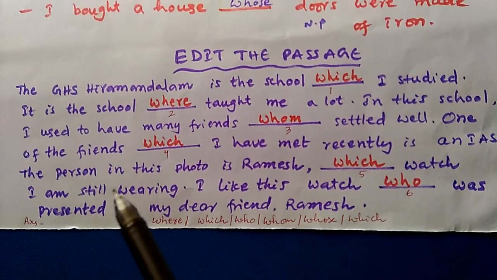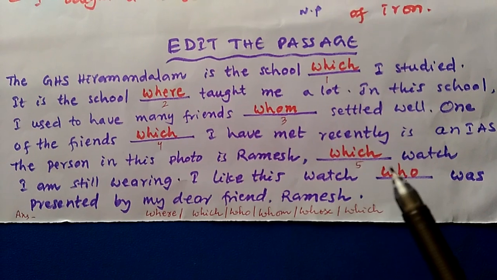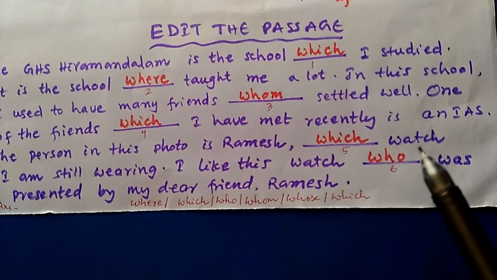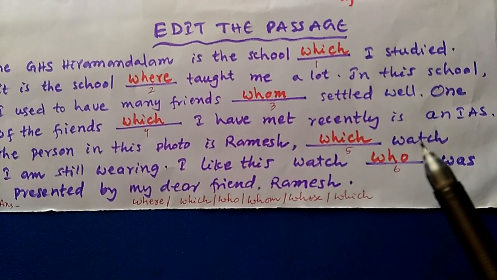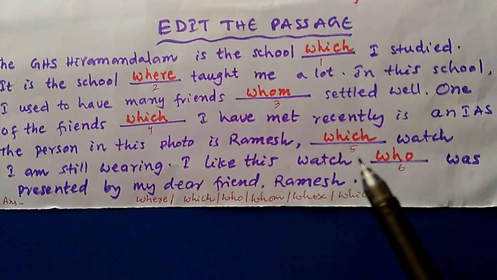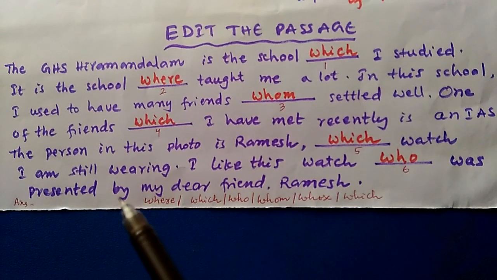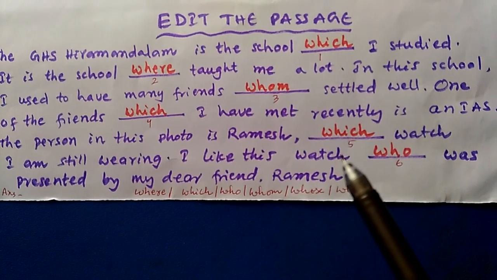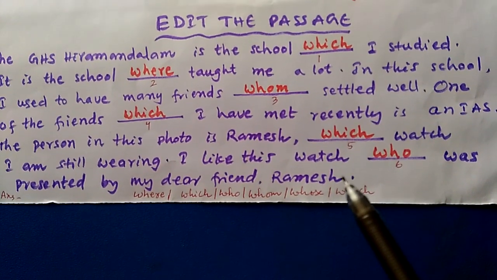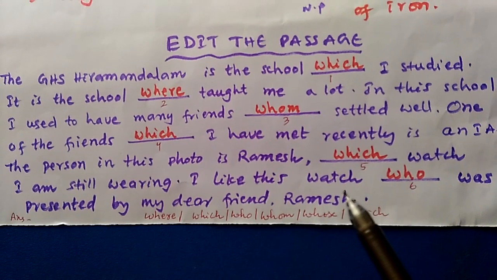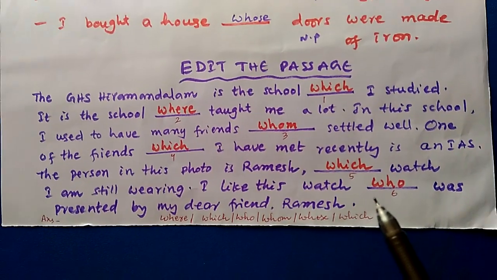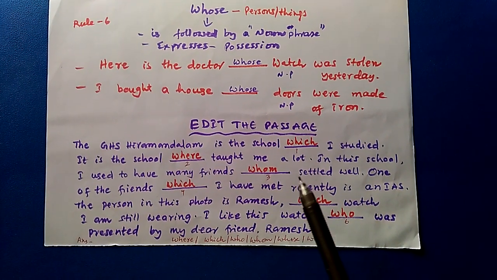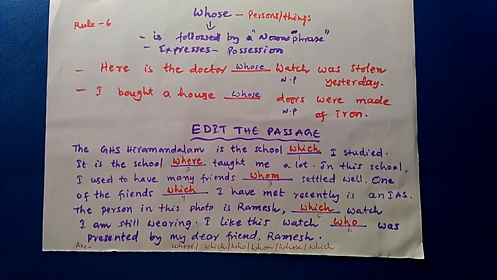And the person in this photo is Ramesh dash watch. Here the blank is followed by a noun phrase, and we get the meaning of possession. So the right answer will be whose. And I like this watch dash was presented. Here the right answer will be which, because the antecedent is a thing. In this way, applying those rules, we can get the right answer, and we can edit the passages without any mistakes.